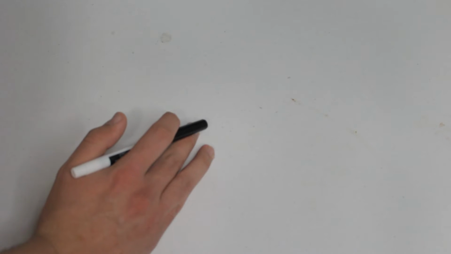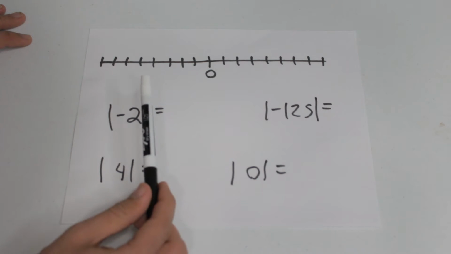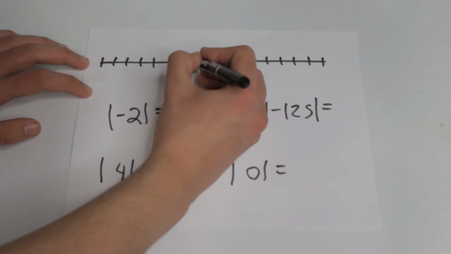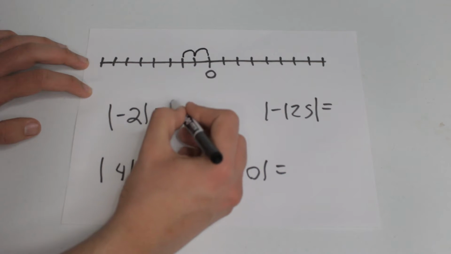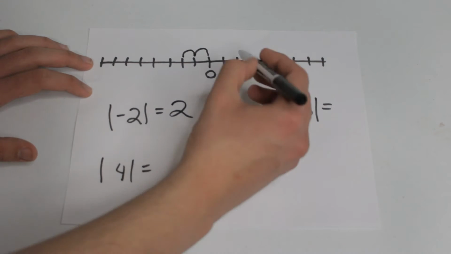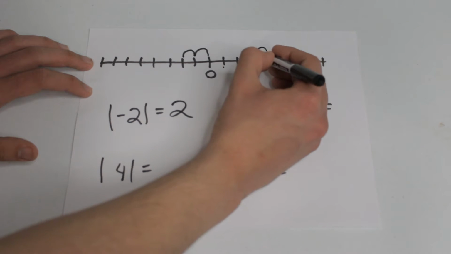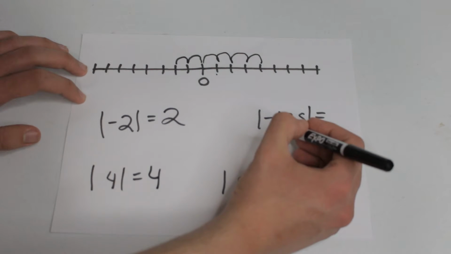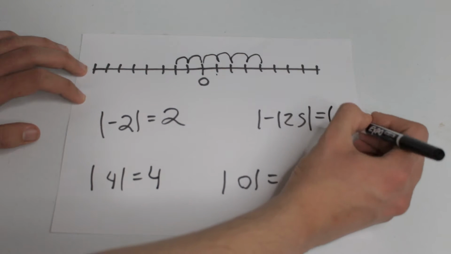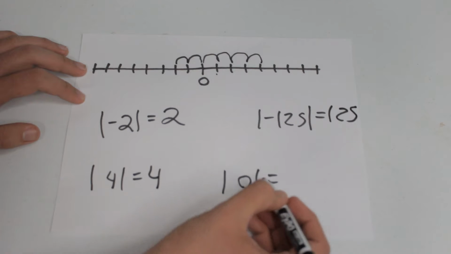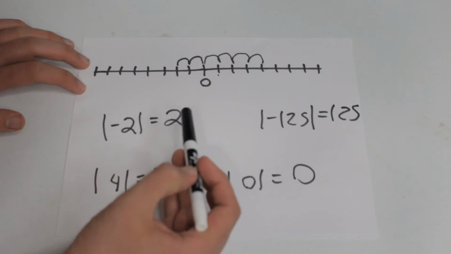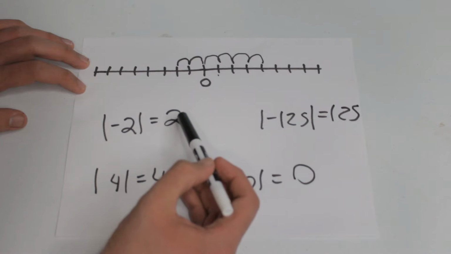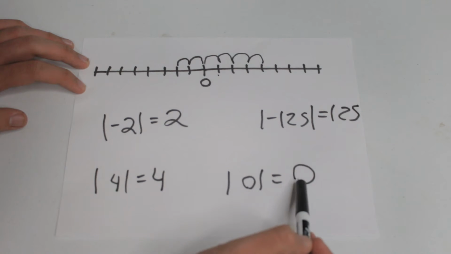So first, what is an absolute value? An absolute value is the distance the number is from 0. For example, negative 2 is 1, 2 away, so it's 2. Positive 4, 1, 2, 3, 4, so it's 4. Negative 125 is 125. And the absolute value of 0 is 0. So the absolute value cannot produce a negative result. It will always produce a positive result, or if you have 0, it will be 0.